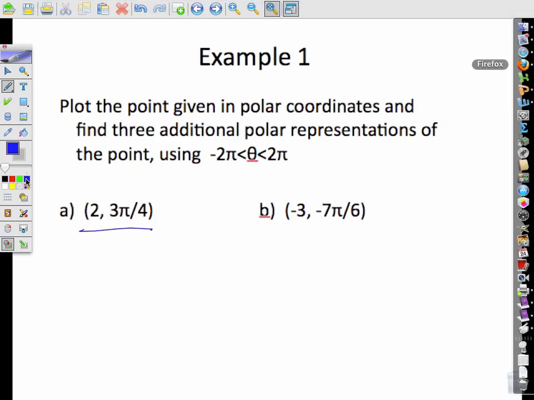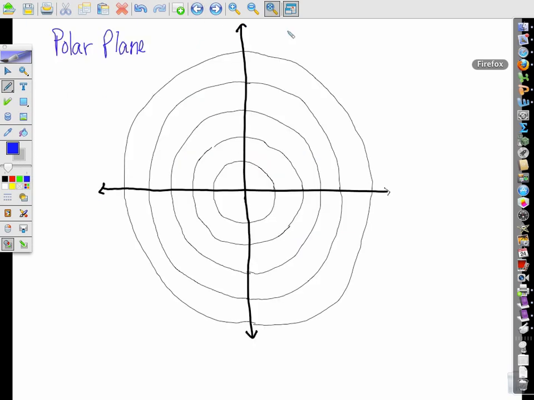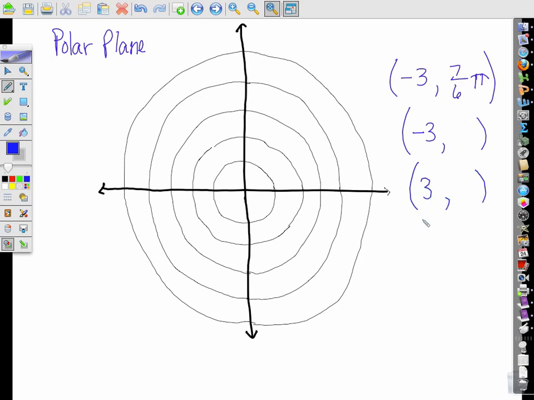Okay, the next point that we're going to go ahead and graph and identify is (negative 3, negative 7/6 pi). So the first thing that I'm going to do is write down the point that we're going to graph, (negative 3, negative 7/6 pi), which means I'm also going to have a negative 3 and another angle, and I'm going to have 3 and 3. So we'll name all of these angles.